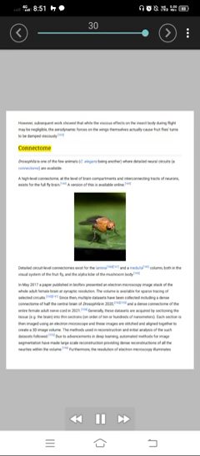Connectome. Drosophila is one of the few animals, C. elegans being another, where detailed neural circuits, a connectome, are available. A high-level connectome, at the level of brain compartments and interconnecting tracts of neurons, exists for the full fly brain. A version of this is available online.